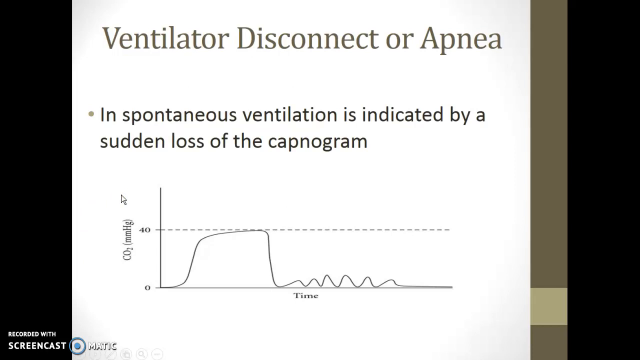The next clinical variation is a ventilator disconnect or apnea. So in spontaneous ventilation, it's indicated by a sudden loss of the capnogram. If you see here, we were going along just nicely with this first one, and then all of a sudden we just lost the tracing altogether. So that would either be the ventilator became disconnected from the endotracheal tube, which does happen every once in a while, or the patient went apneic. Either of those, especially if they are spontaneously breathing and we're just monitoring their end-tidal CO2, apnea would be a big concern.